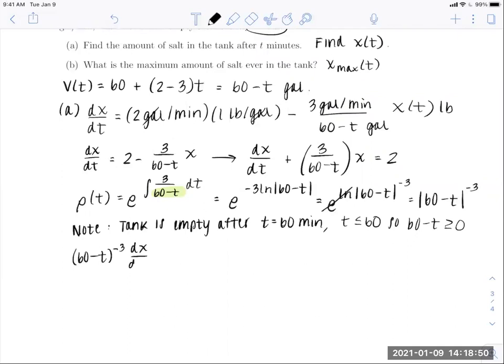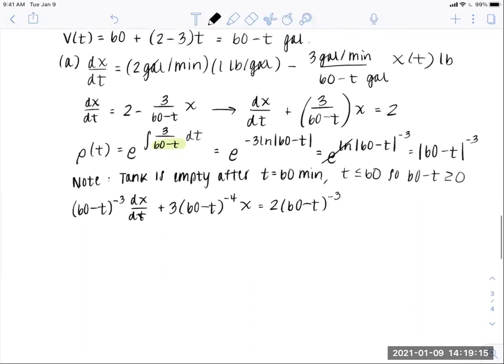So I have my dx/dt. Bringing that other 60 minus t up, we have 3 times 60 minus t to the negative 4th times x equals 2 times 60 minus t to the negative 3. So we have multiplied both sides of this differential equation through by the integrating factor. Now we would like to double check that that left-hand side is in fact the derivative of a product. If everything went correctly, it should be the derivative of the integrating factor times x of t. So let's double check this.